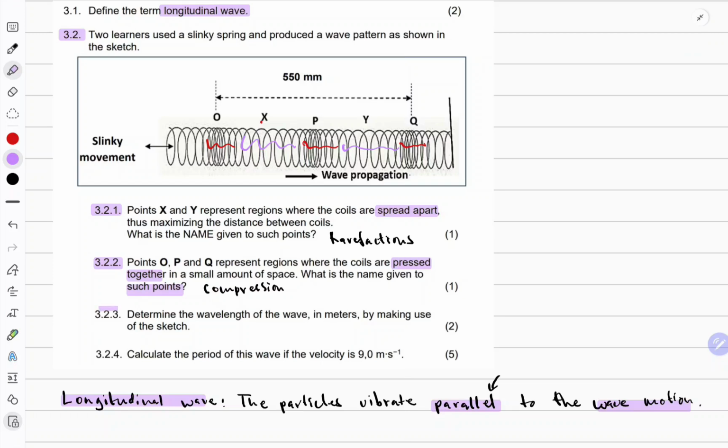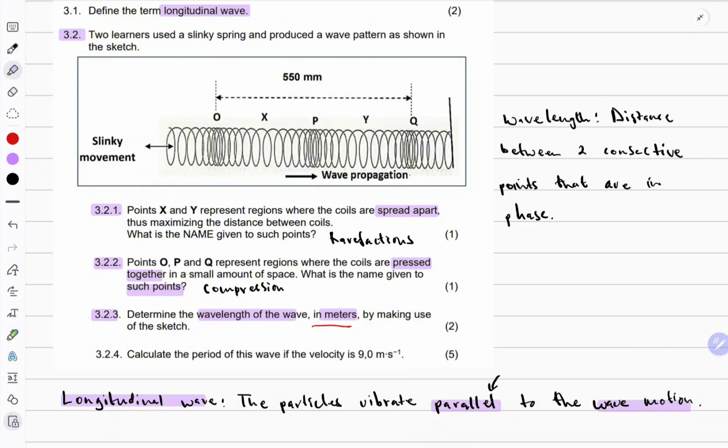The next question says, determine the wavelength of the wave in meters. This is very important. I'm just going to underline it, in meters, by using the sketch. So recall earlier on I said 550 millimeters is not the wavelength. Let me explain why. Remember the definition of a wavelength. The definition of the wavelength is the distance between two consecutive points. Consecutive just means points that are following each other. Two consecutive points that are in phase.